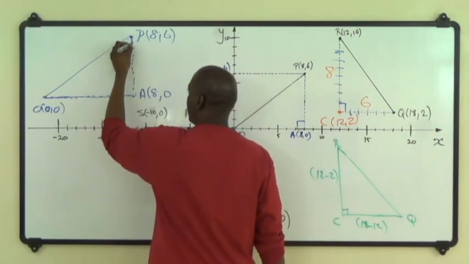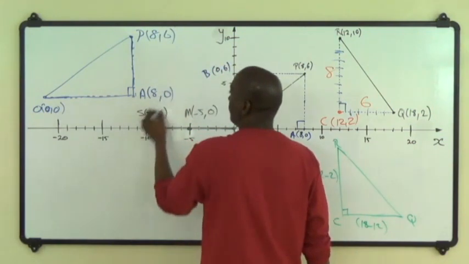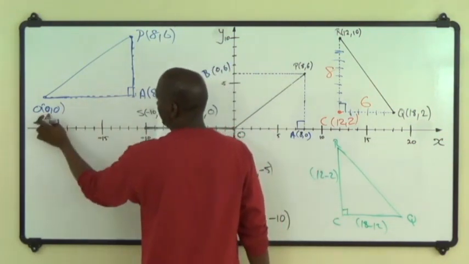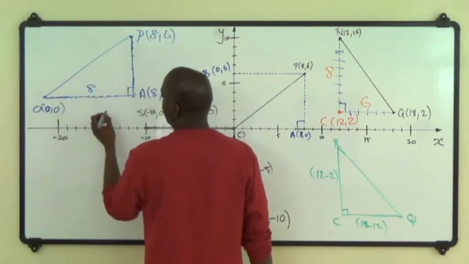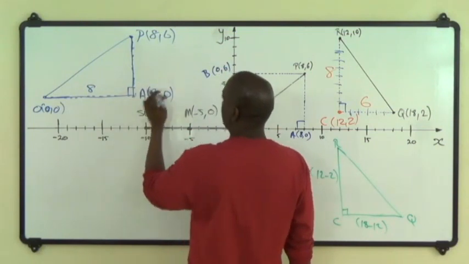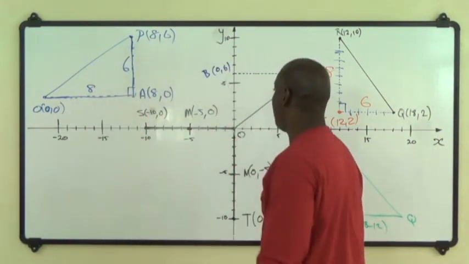Let me draw the triangle. So, watch it. 8 minus 0. So the x coordinate 8 minus the x coordinate here is the same 8. 8 minus 0 is 8. 6 minus 0 is 6.